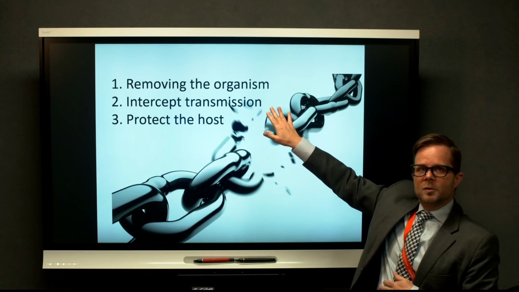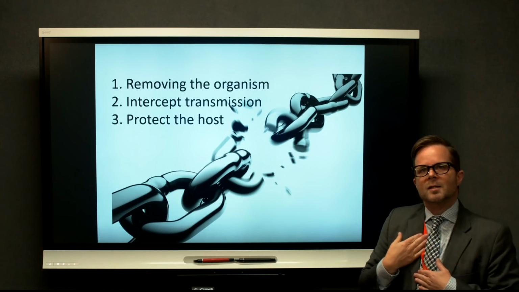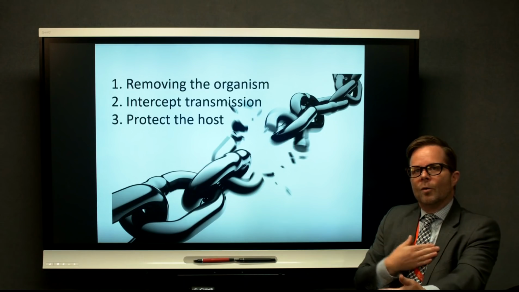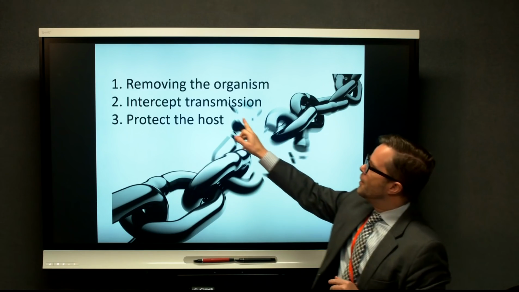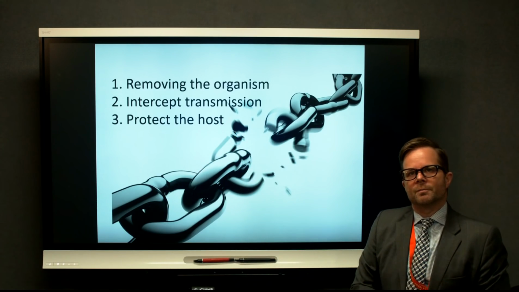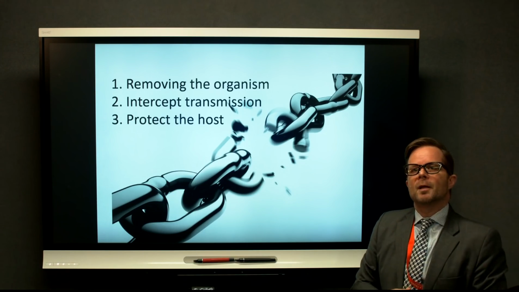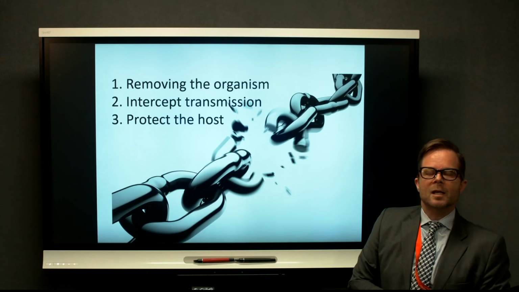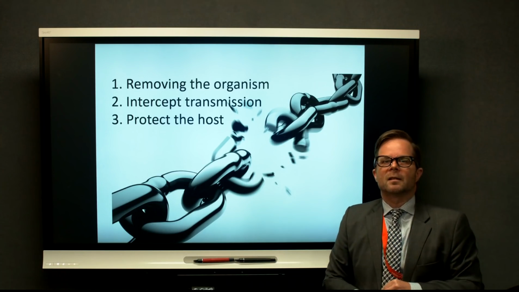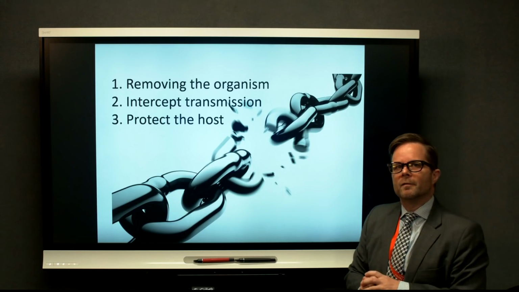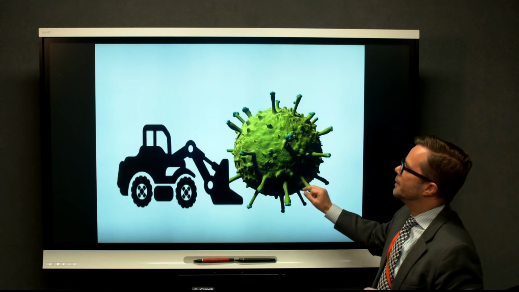But the second thing we can do, so we can intercept that transmission, and barriers, putting barriers between us and the infection, or between the infection and the patient, is the way we would intercept that transmission. And then the third general strategy is protecting the host. So things like vaccinations, which boost our immune system and make them better able to manage infections, are an example of protecting the host or the potential host from infection. So these are the three general strategies which we can employ.